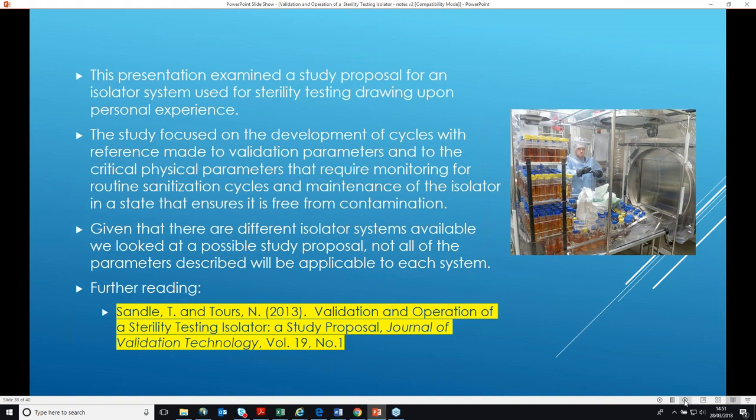And this is about ensuring the isolator remains free from contamination. And given that there are different isolator systems available, not every parameter that I've described will be applicable to each system. However, most of the processes and parameters will be of relevance, and you should really be hopefully using some of the information I've presented so you can benchmark against your own systems in order to develop a rationale and a process for ensuring that testing has been undertaken.